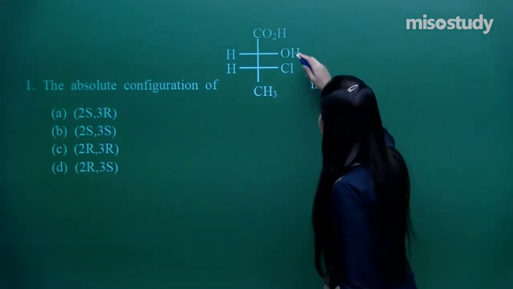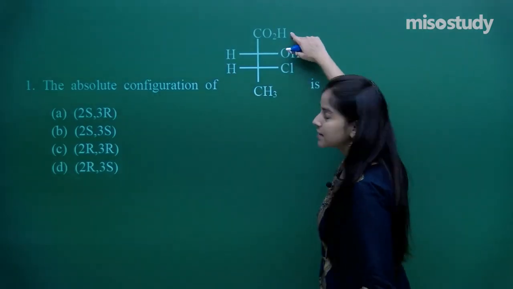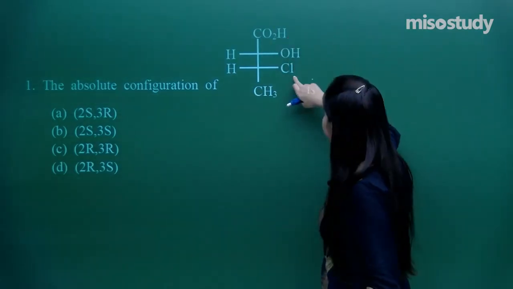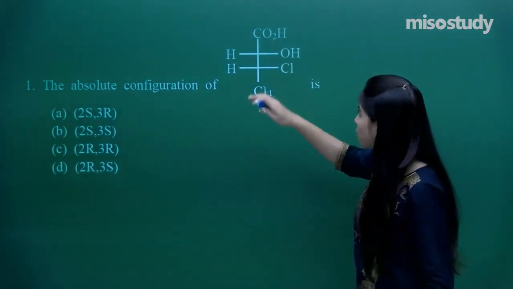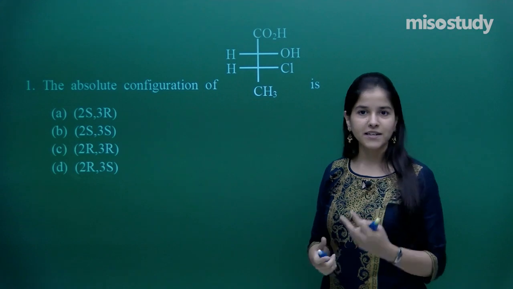So, let us take up the example here. There is COOH, OH, Cl, CH3. These are the different kinds of groups which are attached. So, what are the chiral carbons? Here we have got 2 chiral carbons.